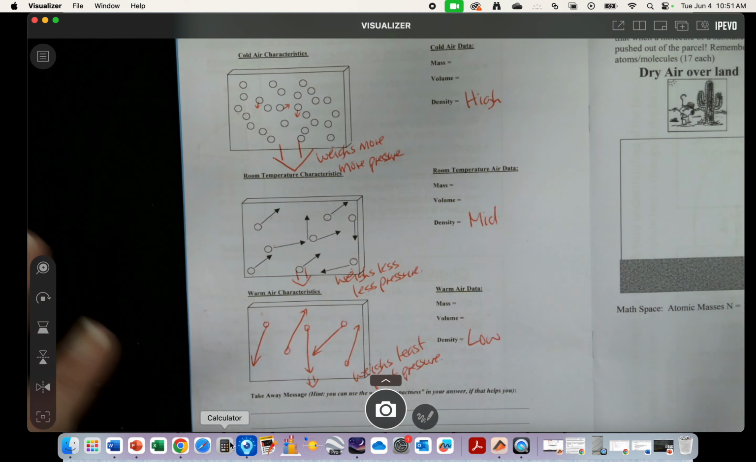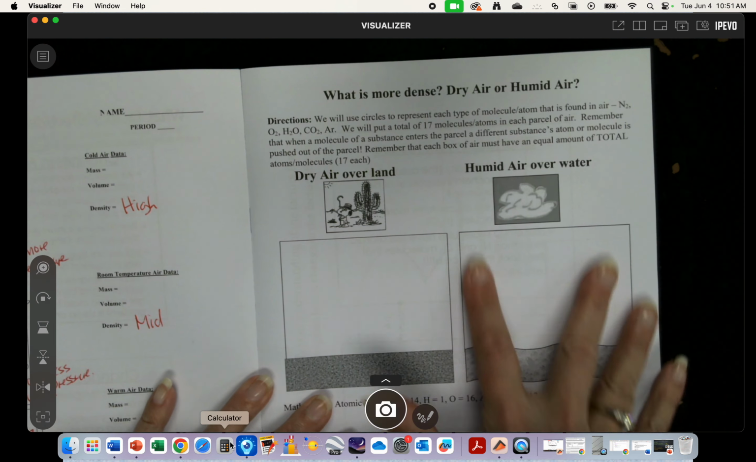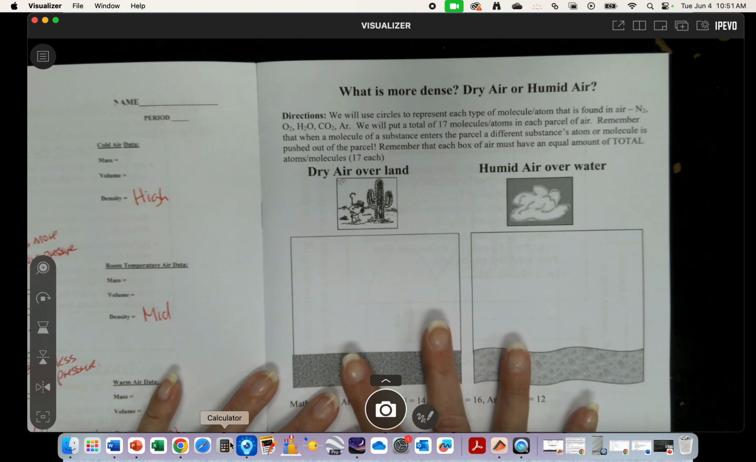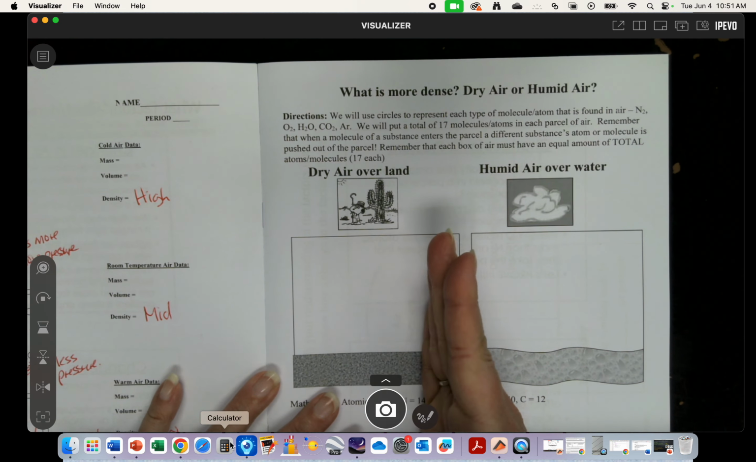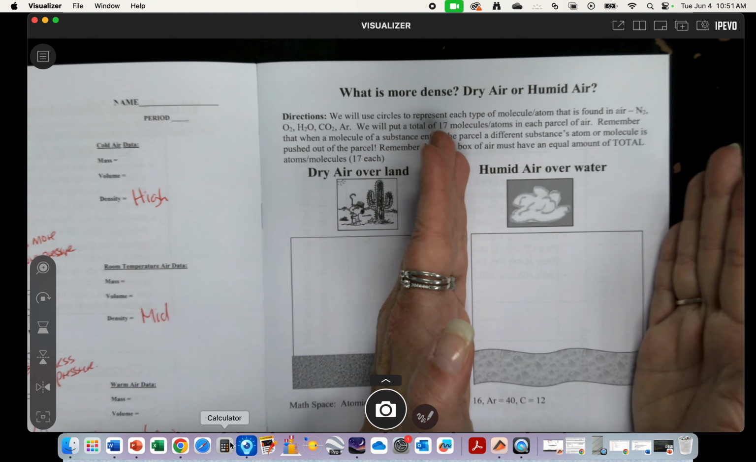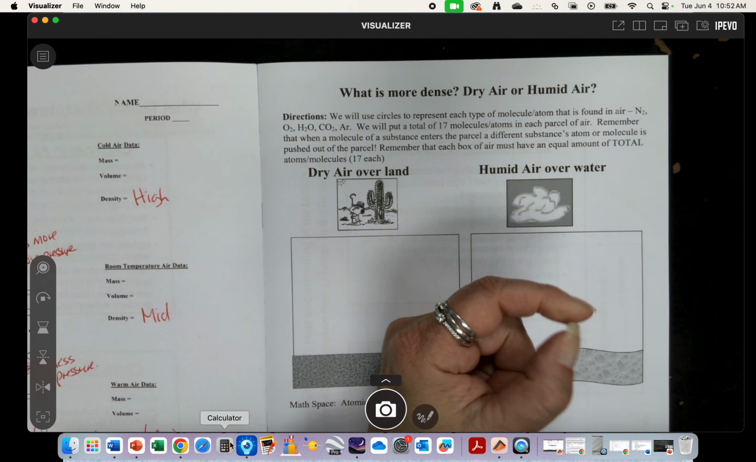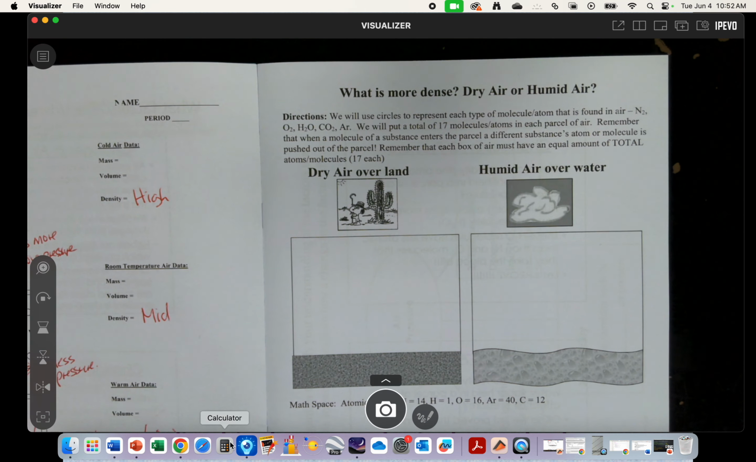Let's determine the reality of the situation. What we're going to do is actually calculate the mass of dry air, and calculate the mass of humid air on a molecular level, on an atomic level. And we're actually going to determine, is humid air heavier?